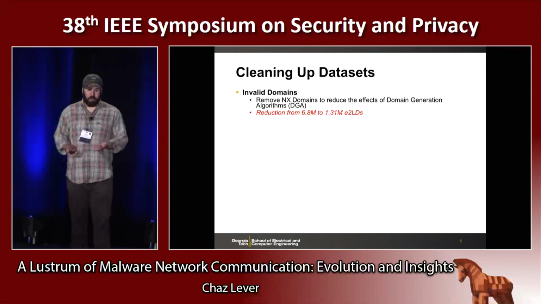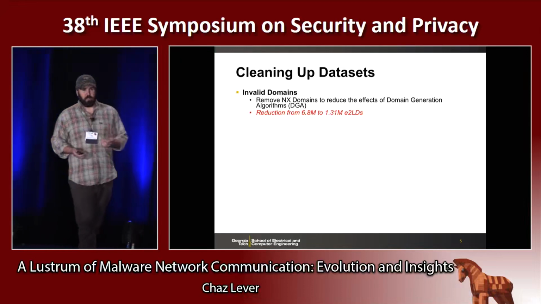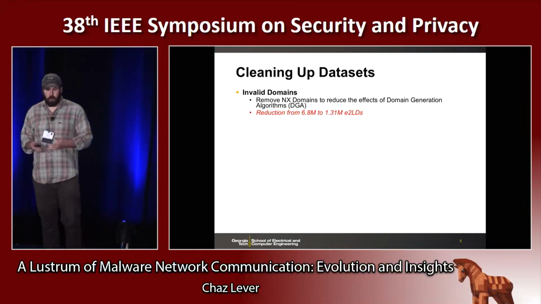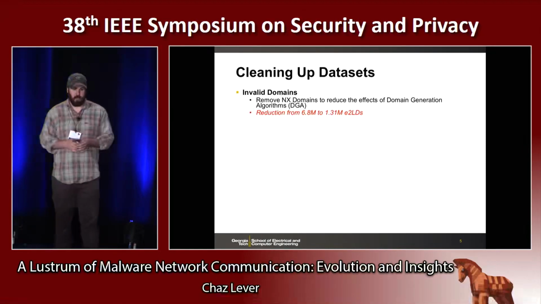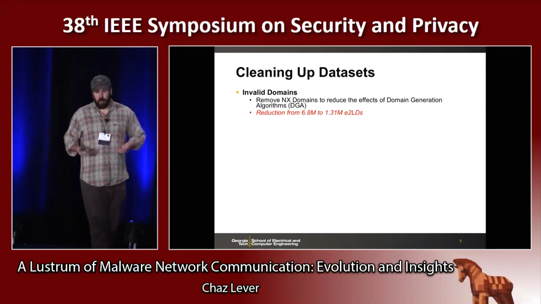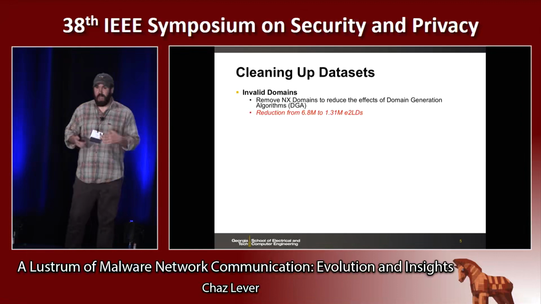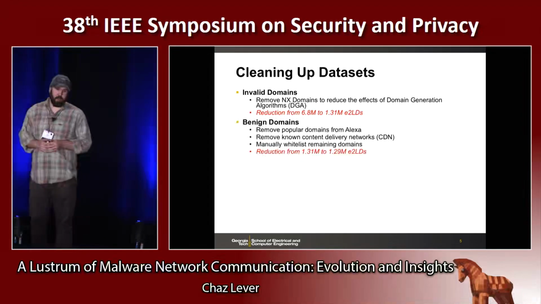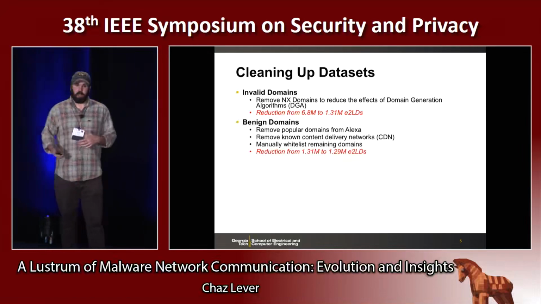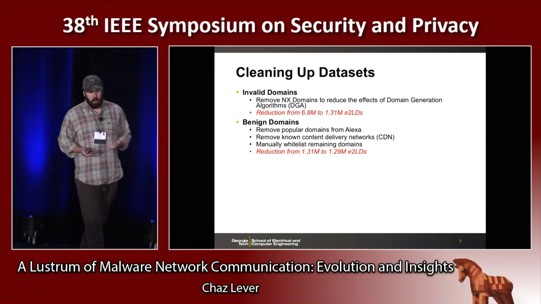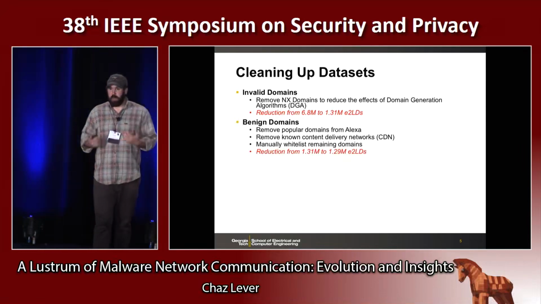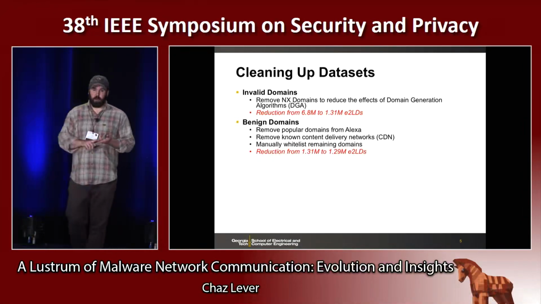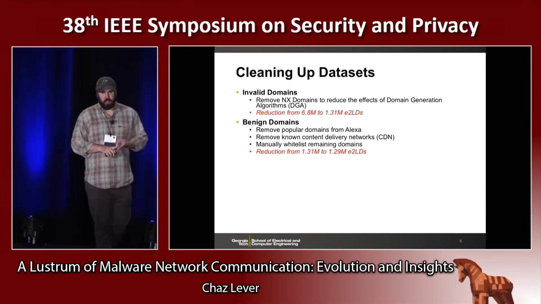The reason we did this is that we wanted to reduce the effects of domain generation algorithms. And this was pretty successful. We were able to reduce those 6.8 million domains down to about 1.31 million effective second-level domains after we removed NX domains. The other thing we wanted to do is, yes, we were looking at malware resolutions, but there's often a lot of benign traffic that's reached out to by malware. So we wanted to remove popular domains in Alexa, as well as content delivery domains.